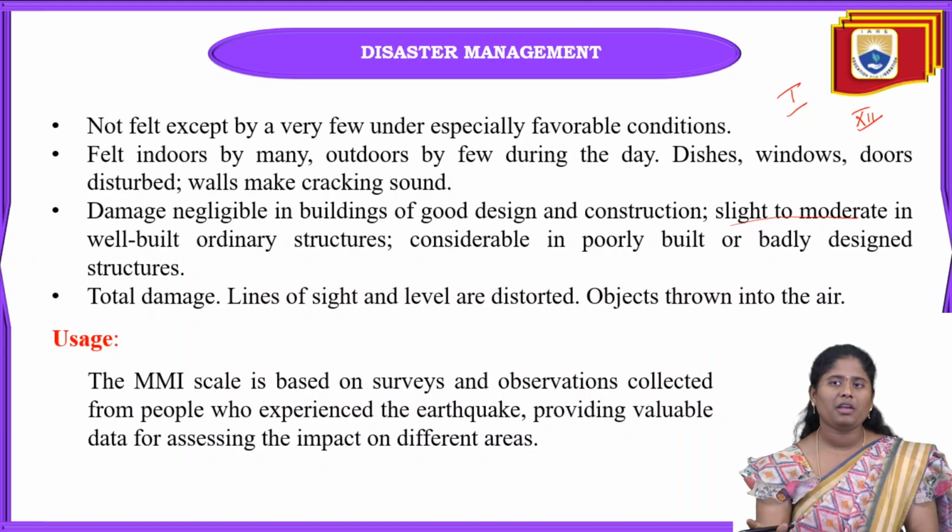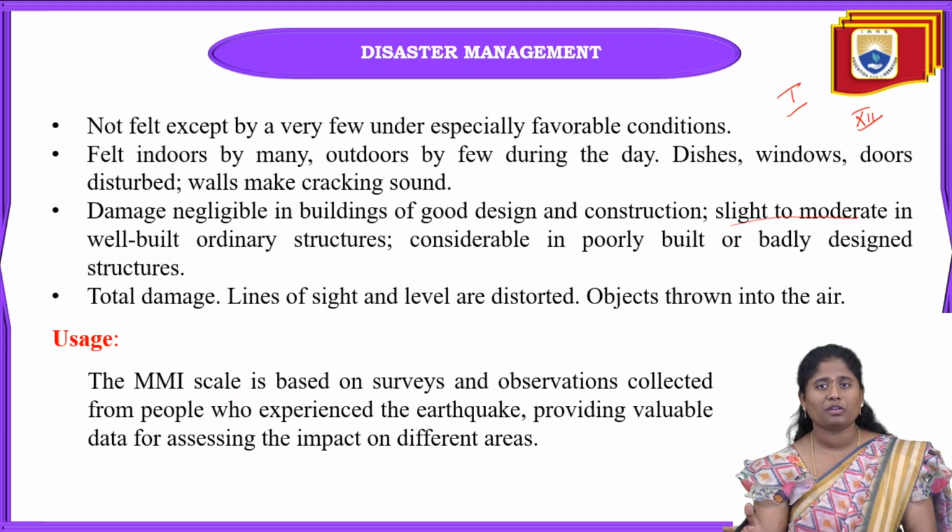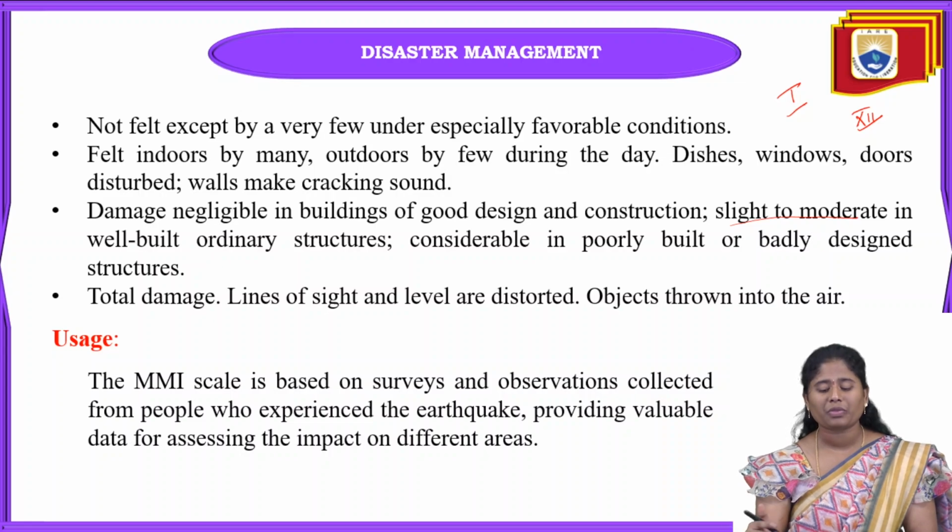When any earthquake occurs, some people at that place can see it and tell how they felt. When we survey those people, they will tell everything. So the MMI scale is based on those people. This scale also provides very valuable data for assessing the impact on different areas. Why? Because in some areas, it may reach up to scale 7.